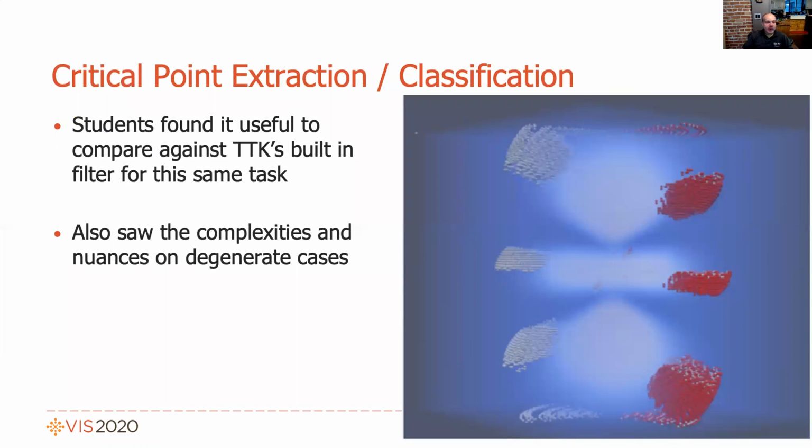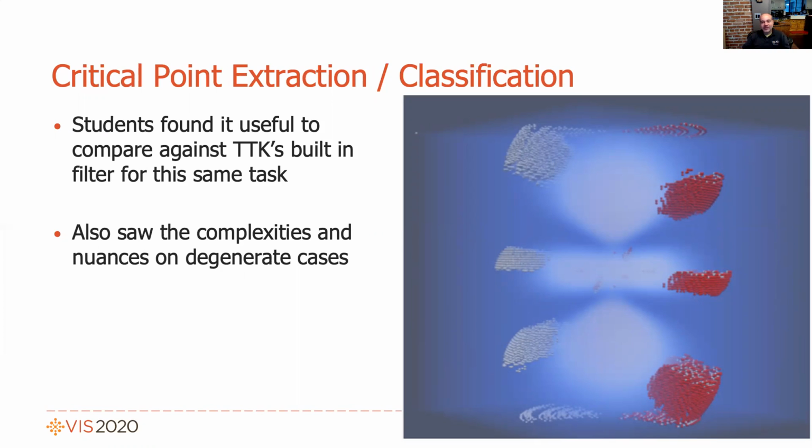In the next assignment that I mentioned, students were working with critical point extraction and classification. So basically, they used TTK's data structures to do a built-in filter that just spat out a set of points associated with the critical points of the scalar field by doing a local computation to say, is this point above or below its adjacent points? As a result, students saw a bunch of complexities and nuances in the degenerate cases that show up here, especially for things like saddles, where it's somewhat tricky to identify the type and index of the saddle.